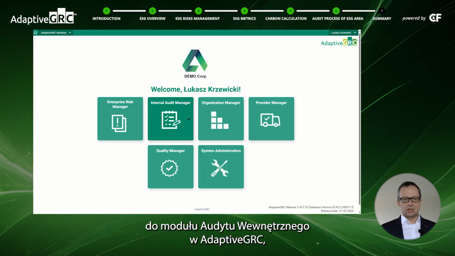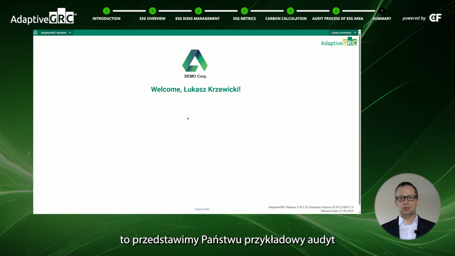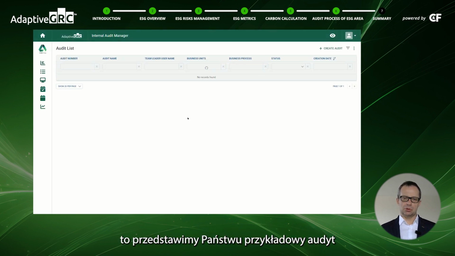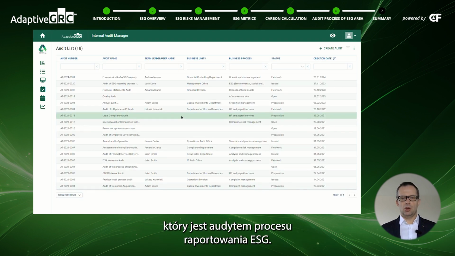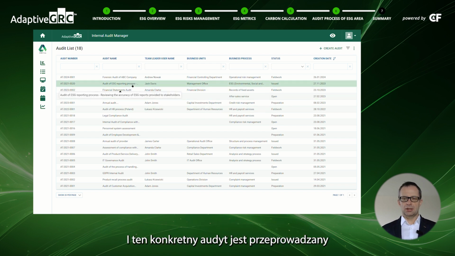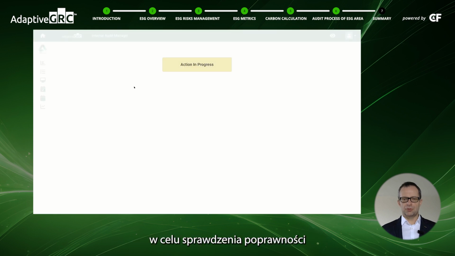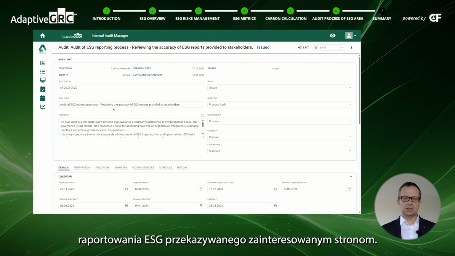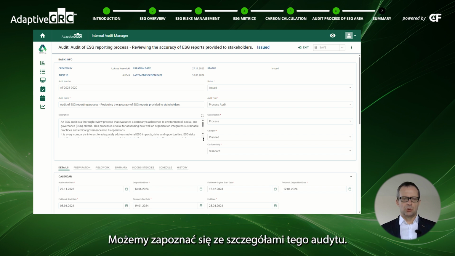If we switch to the internal audit module in AdaptiveGRC, we will present you an example audit. That is an audit of the ESG reporting process. This specific audit is performed to verify the accuracy of the ESG reports provided to stakeholders. We can review the details of this audit.